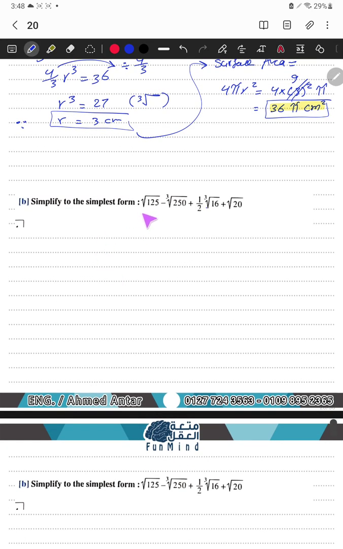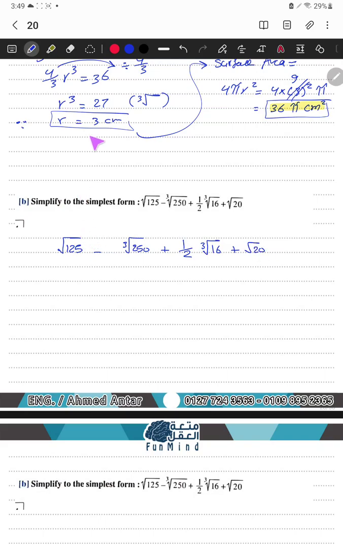So now we have the last question in this accumulative test. Root 125, minus cubic root 250, plus half of the cubic root of 16, plus the square root of 20. You want to simplify this expression into the simplest form. You have many ways to solve this question, and I'll solve it by one way from them, like right now. So now root 125 minus cubic root 250 plus half cubic root 16 plus root 20.